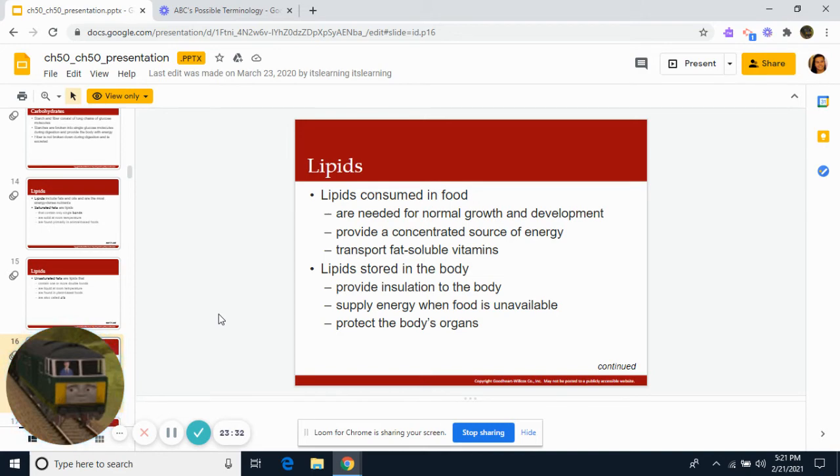Lipids consumed in food are needed for normal growth and development, provide a concentrated source of energy, and transport fat-soluble vitamins. Lipids stored in the body provide insulation to the body, supply energy when food is unavailable, and protect the body's organs.